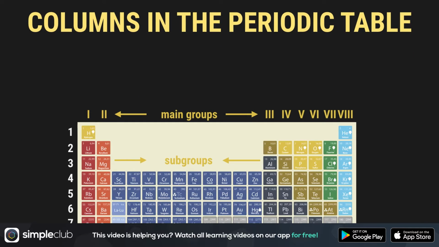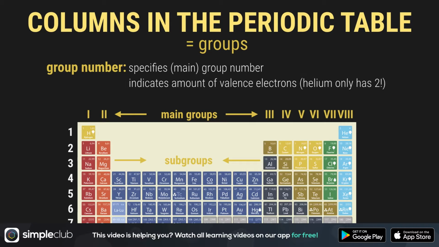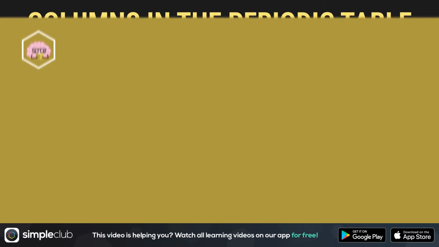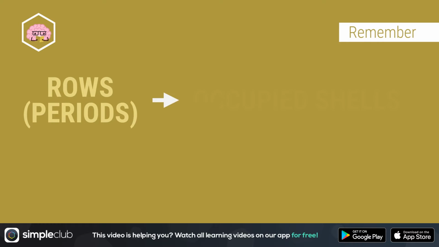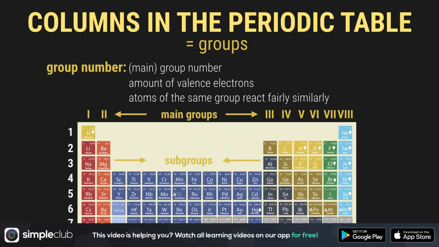Now, let's get to the columns. The columns indicate the main group we are in. The column number represents the amount of outer electrons, also known as valence electrons. So, the first column has 1 valence electron and the second column 2, and so on. Because they have the same amount of valence electrons, atoms of the same group react fairly similarly. Keep in mind, rows indicate the occupied shells and columns indicate the respective main group and number of valence electrons. Now, let's finally get into the groups.